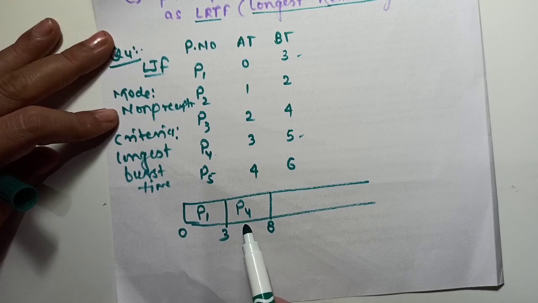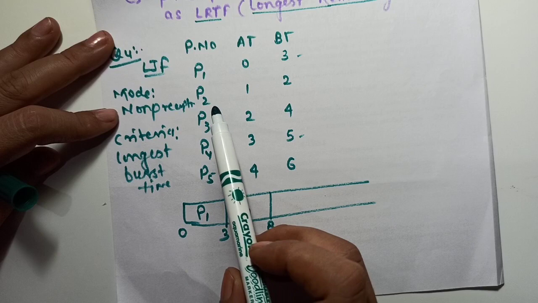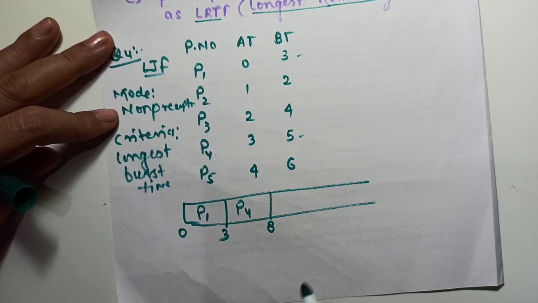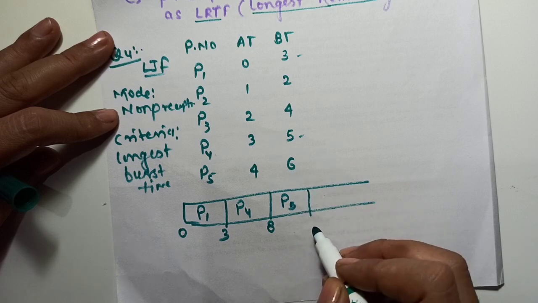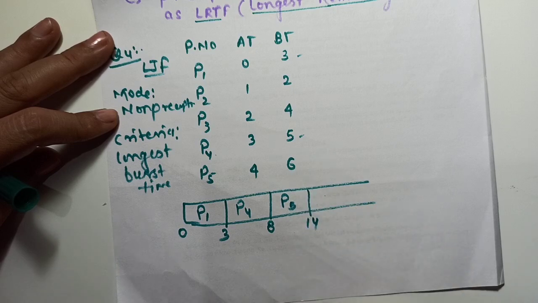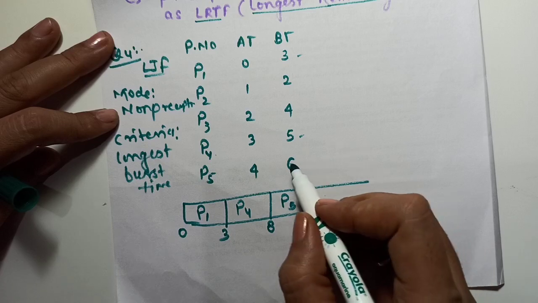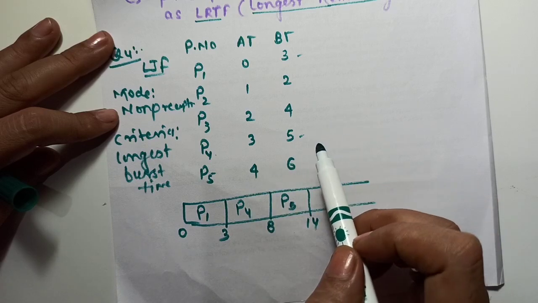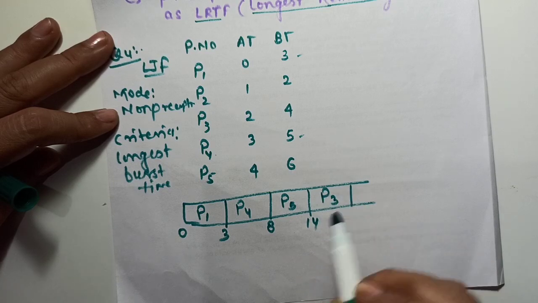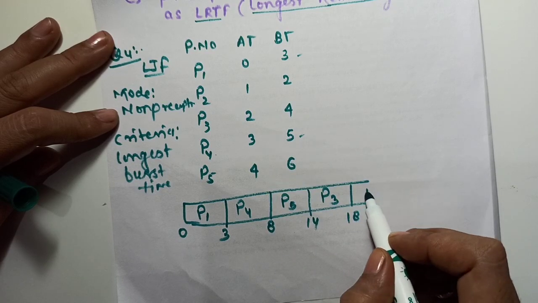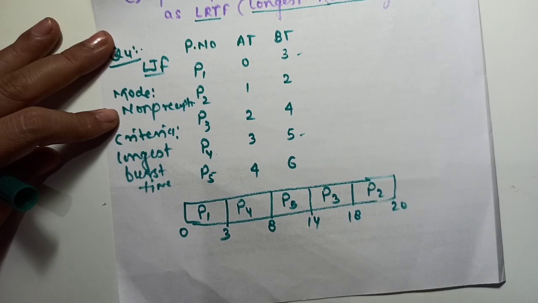While process P4 is executing, P5 has also arrived. Now there are 3 processes in the ready queue: P2, P3 and P5. Which process to allocate next? P5, because of the longest burst time. For how much time will P5 run? For 6 burst units. Then P5 has also executed. Now among P2 and P3 we will select process P3, for 4 units, that is 18, and then P2 for 2 more units, so till time 20.